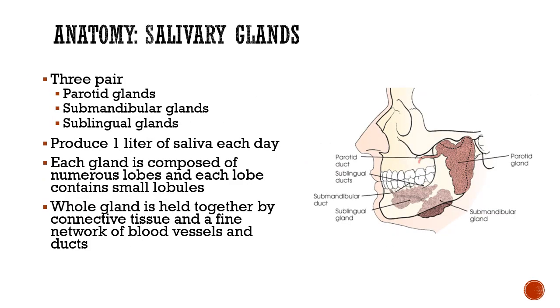There are three pair of salivary glands. First of all, the largest one is the parotid gland. The next is the submandibular gland, which is located beneath the mandible, and then the sublingual glands.